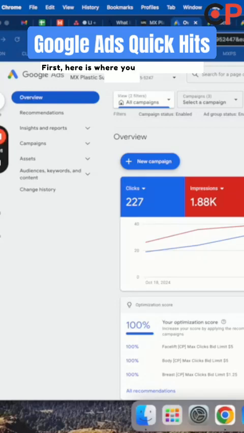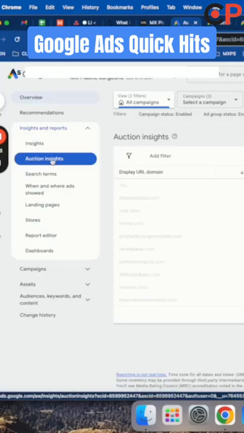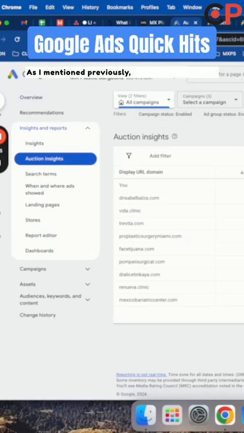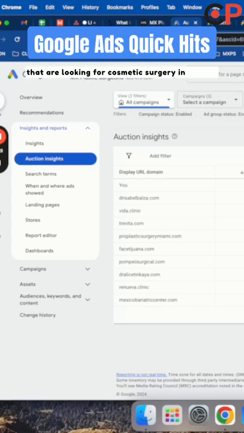First, here is where you find the auction insights. I am logged in to a Google Ads account at the Overview tab on the left, and you click Insights and Reports. And then the second option is Auction Insights. As I mentioned previously, we are going through this particular advertiser that is a medical tourism company located in Mexico City, but targeting people that live in the United States and Canada that are looking for cosmetic surgery in Mexico.